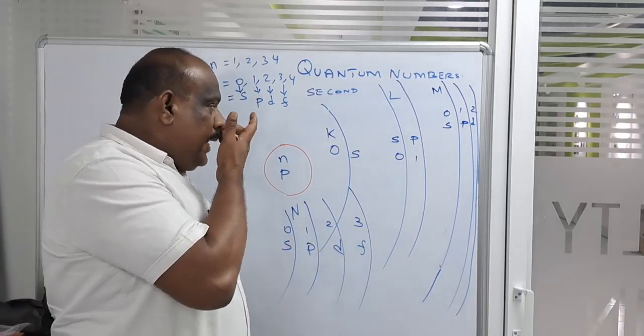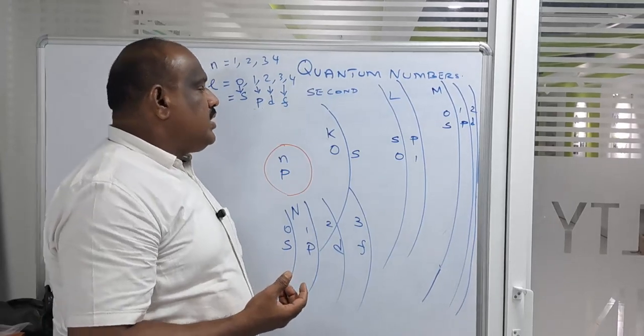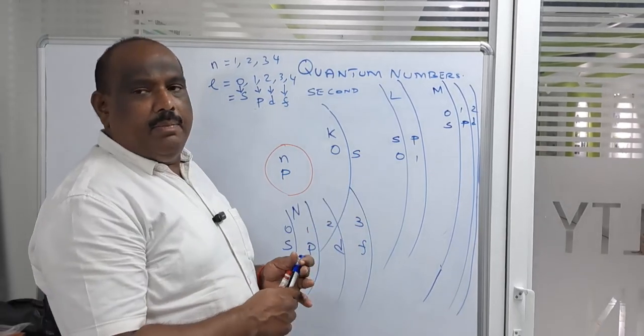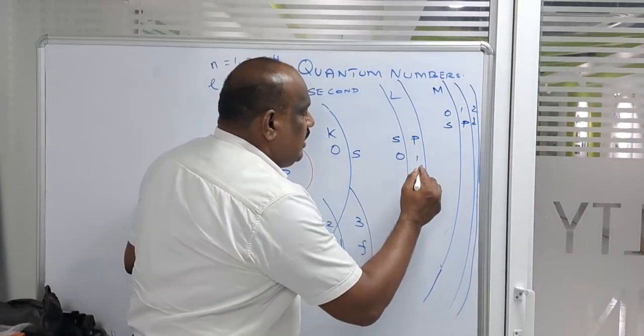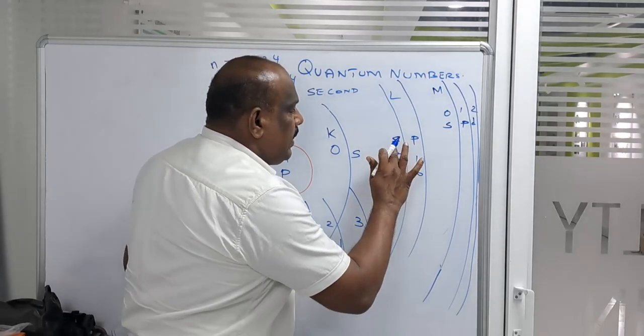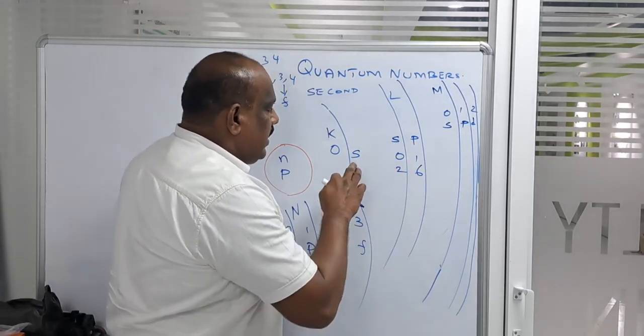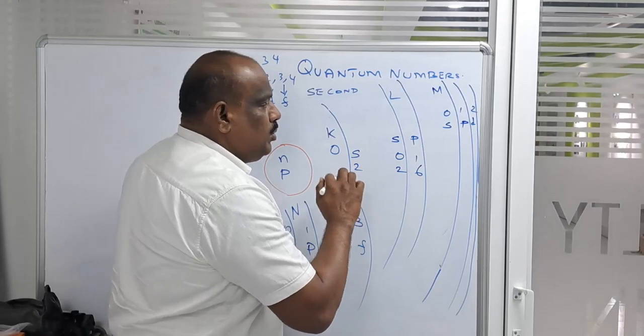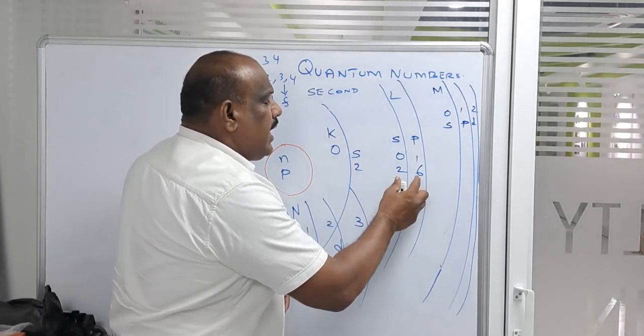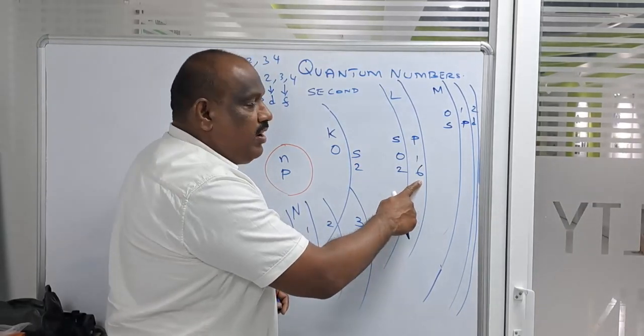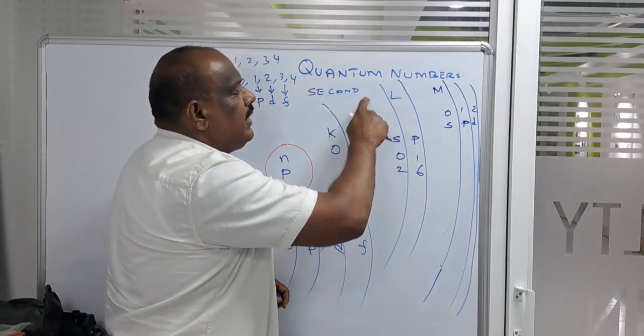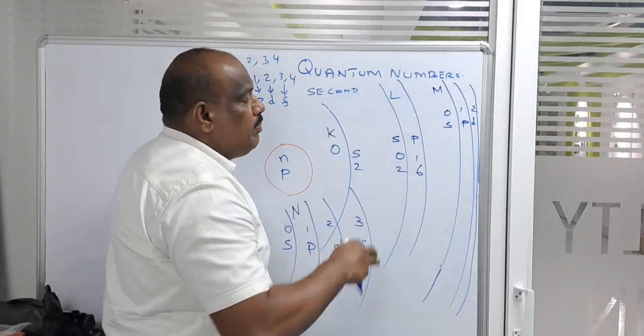The maximum number of electrons in the P subshell is 6. The maximum number of electrons in the S subshell is 2. If you add both S and P, it will become 8. So the number of electrons in the L shell is 8, which is matching.